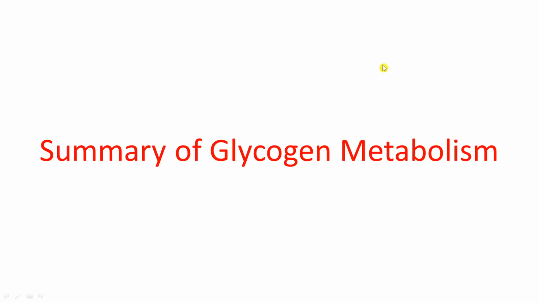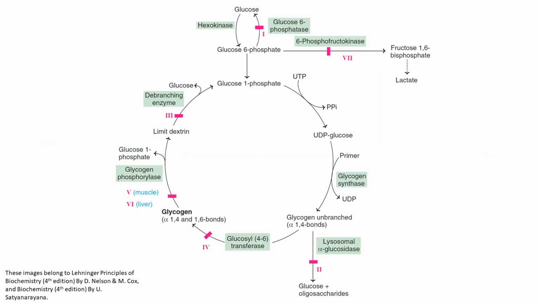Before understanding the glycogen storage diseases, let us see the summary of glycogen metabolism so that it will be easier for us to understand those diseases. Now, glycogen metabolism usually consists of glycogenesis and glycogenolysis. In glycogenesis, glycogen is synthesized from glucose, whereas in glycogenolysis, glycogen is broken down into glucose. Let us see which steps we have studied in glycogenesis and glycogenolysis through this pathway.